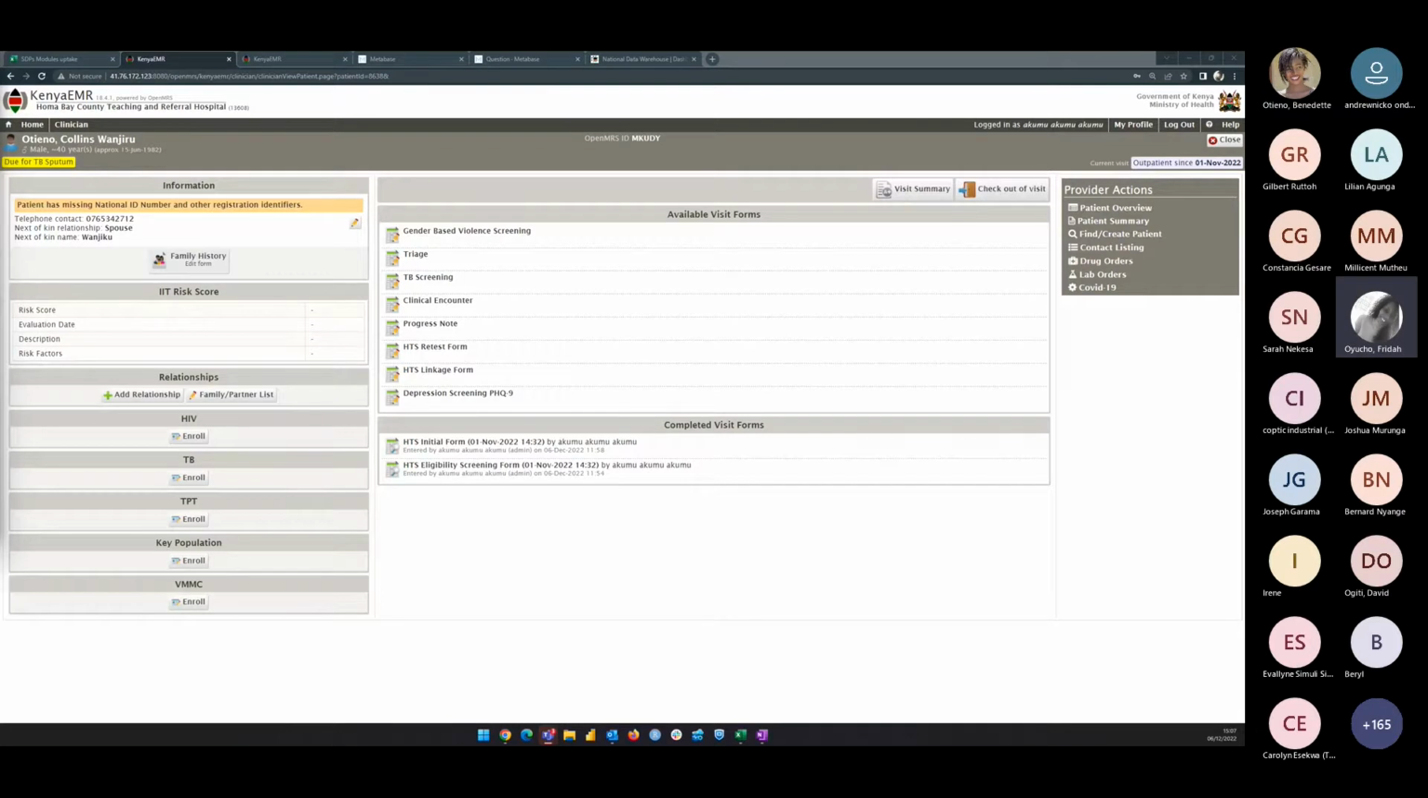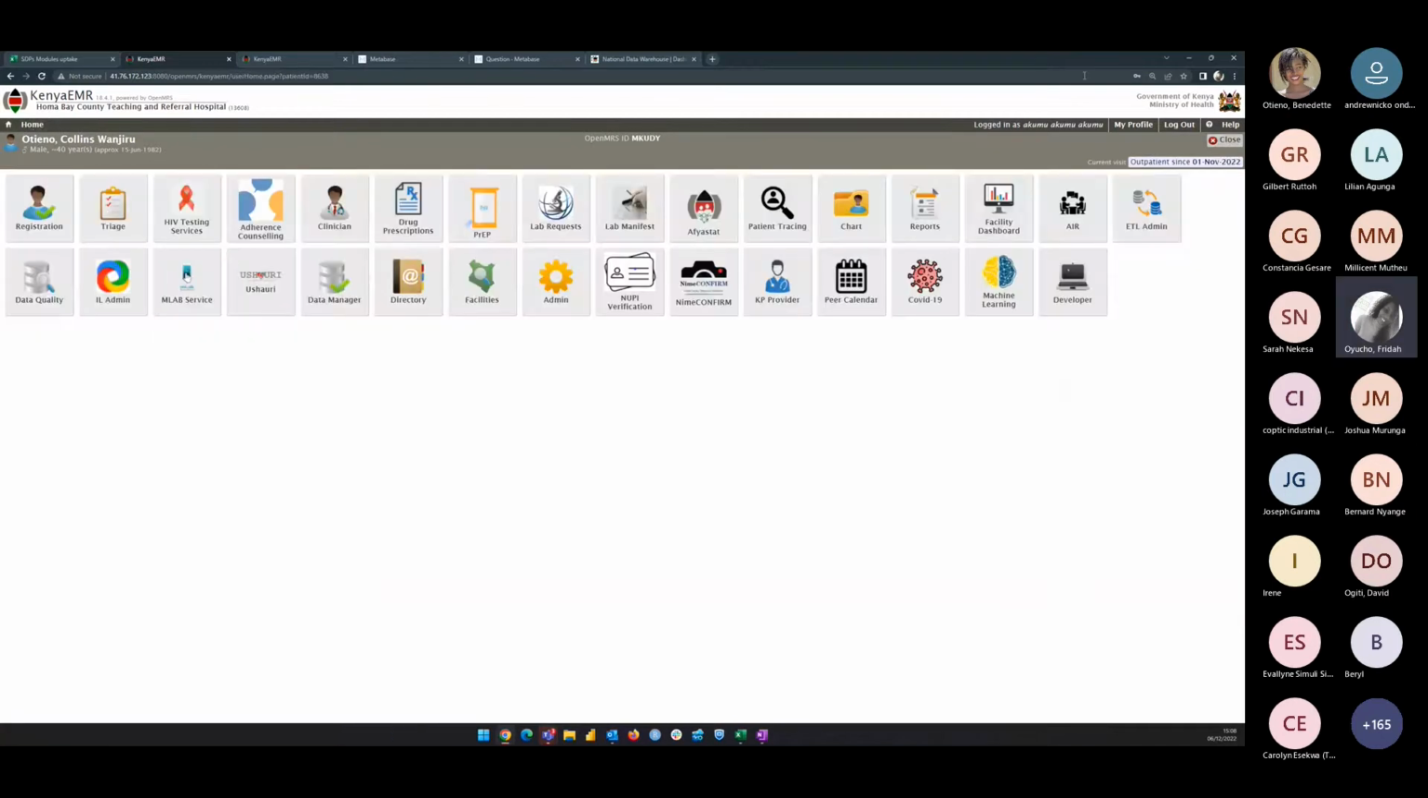Thanks, Atieno. So for ML for IIT prediction, so people who are likely to interrupt treatment, the algorithm that is in use is executed on the National Data Warehouse data, and then the results are pulled from the National Data Warehouse to the facility EMR instance. For you to be able to get those risk scores, the first thing you need to do is click home. Let me just close this patient.